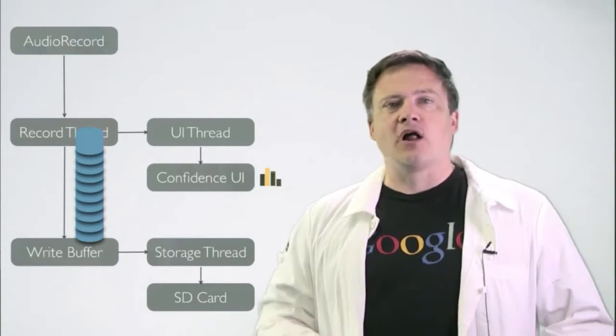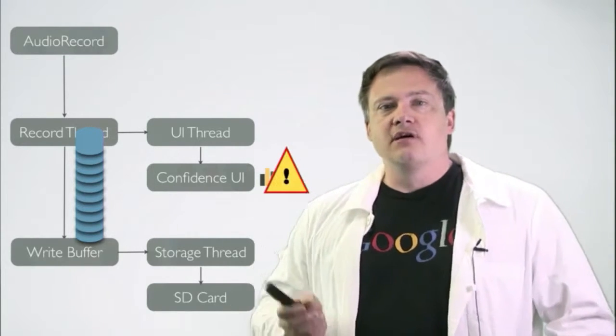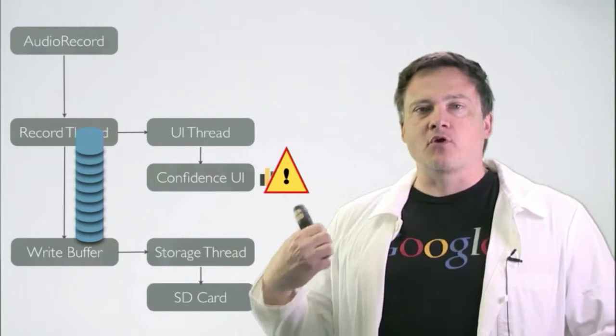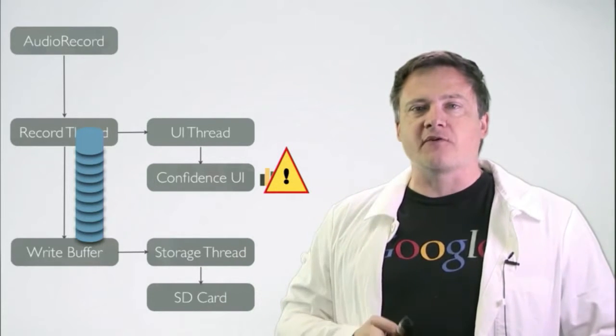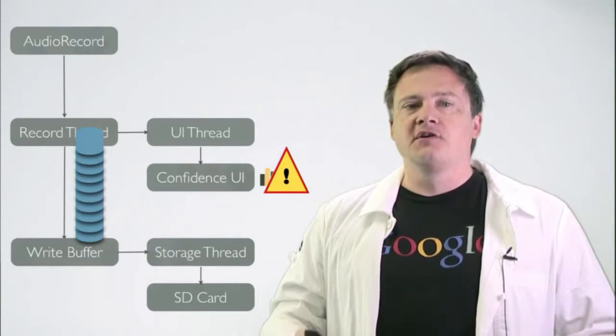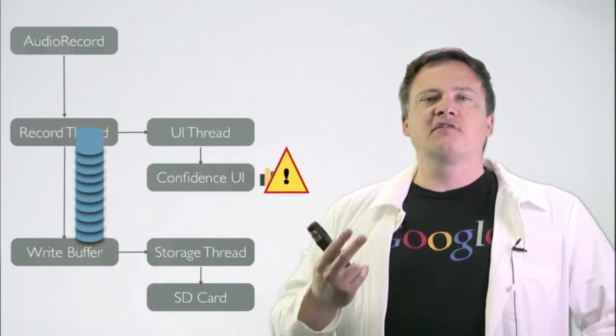So how do you do that? Well, when you run out of record thread space, in other words, when the record thread can't write to the write buffer anymore, that's when you need to signal a dropout to the UI thread. So there's two lessons here.